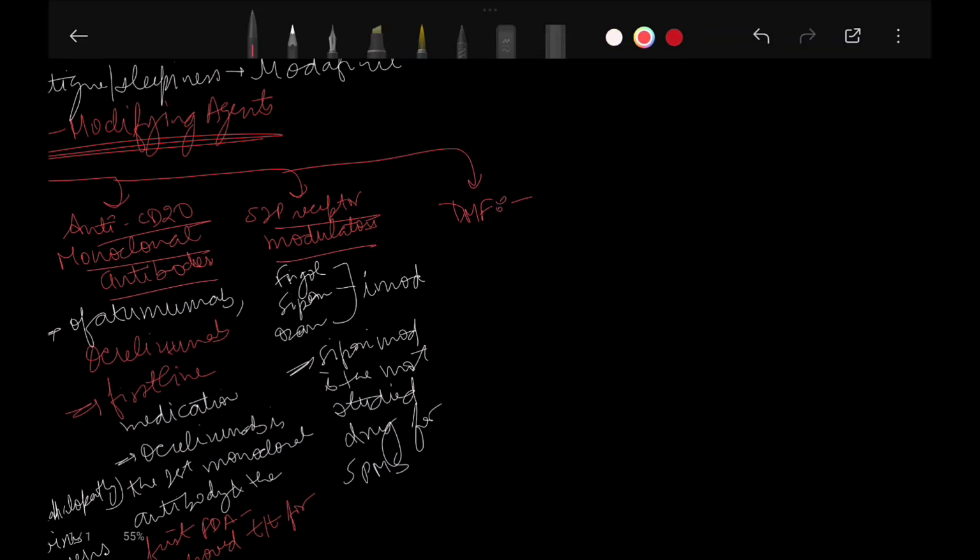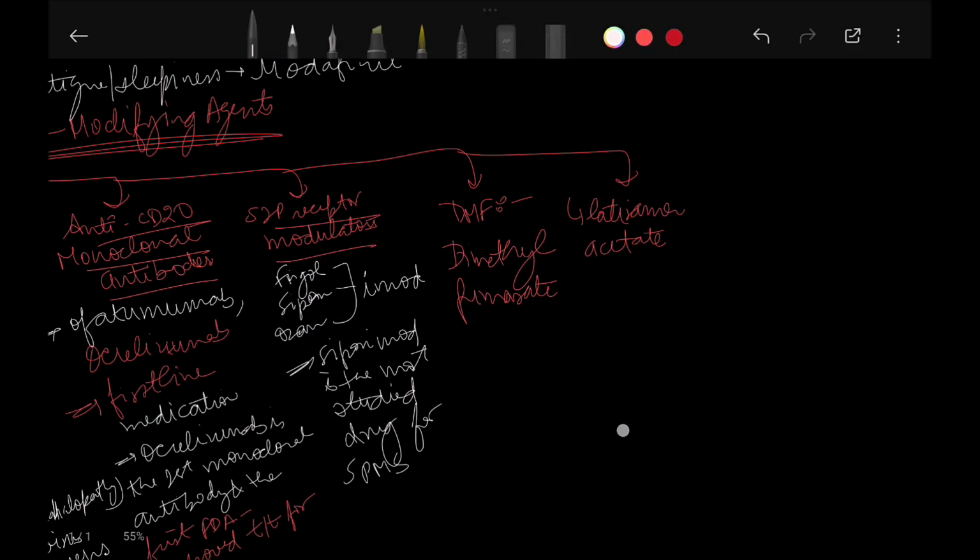Okay. After this we have DMF, that is dimethyl fumarate. Then the fifth one is glatiramer acetate. First dimethyl fumarate, then glatiramer acetate. Now some other drugs are interferon beta 1 and mitoxantrone.